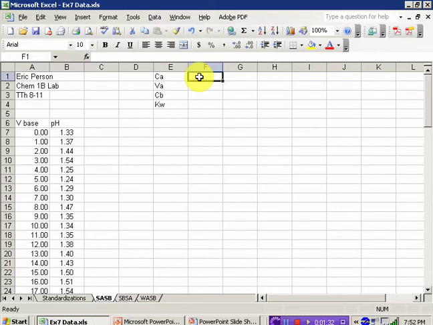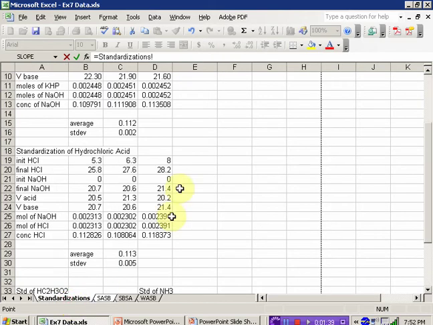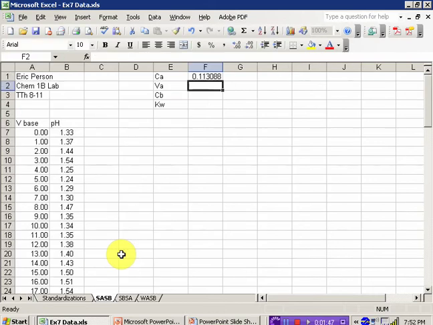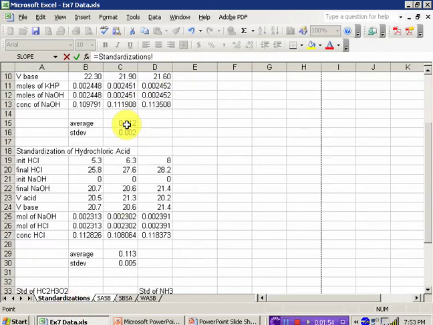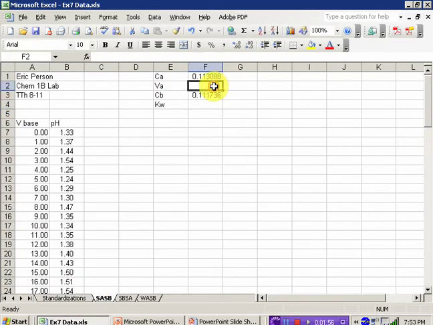The concentration of acid, either you can type the concentration in manually here, or you can refer to it on the other sheet. I'm going to hit equals, click on the standardizations tab. Here's my standardization for hydrochloric acid, and there's the average concentration. Click on that cell and then hit the enter key, and it will pop you back. Okay. My concentration of base, I enter much in the same way.